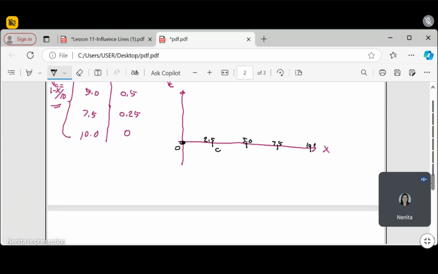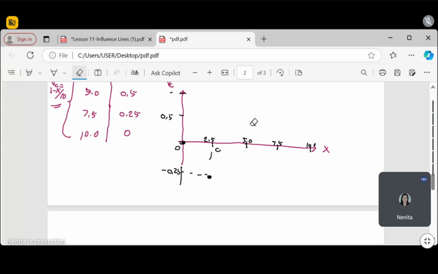Negative 0.25, let's say. If x equals 2.5, the positive one on the right, let's say this is 0.5, let's say this is 0.75. This is out of scale, class. Your drawing of 0.25 and 0.5 should be proportional.